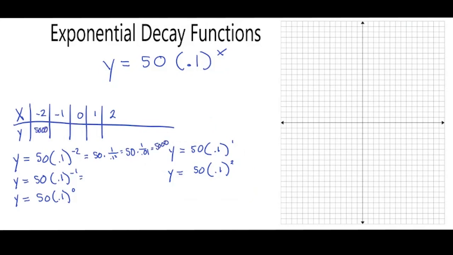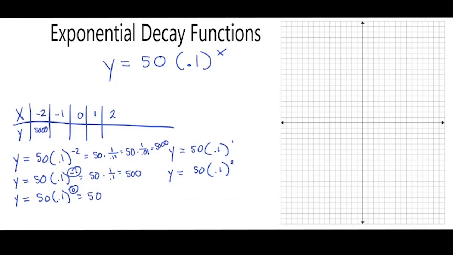Now, if we do the same thing over here and we put 50 multiplied by 1 over 0.1, if you punch that in the calculator, it's 500. Now, remember that anything to the 0 power here is 1. So 0.1 to the 0 power is 1. So 1 times 50 is 50.